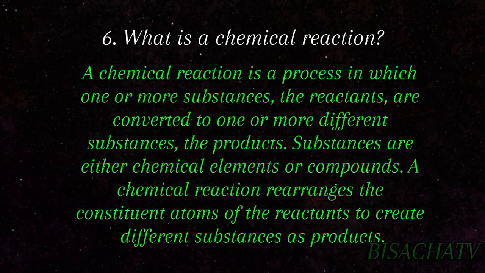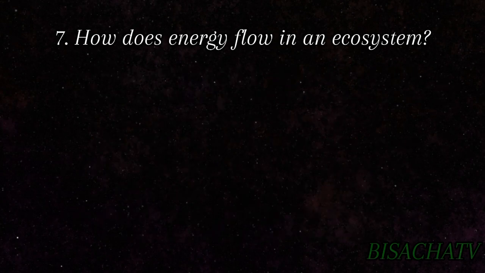A chemical reaction is a process in which one or more substances, the reactants, are converted to one or more different substances. The products are either chemical elements or compounds. A chemical reaction rearranges the constituent atoms of the reactants to create different substances as products. 7. How does energy flow in an ecosystem?